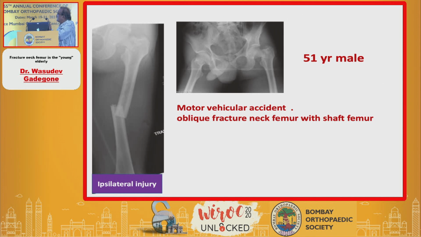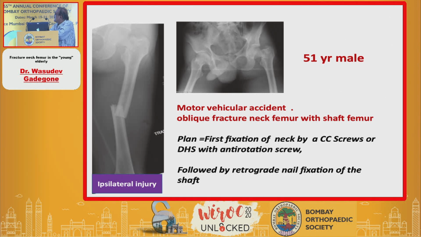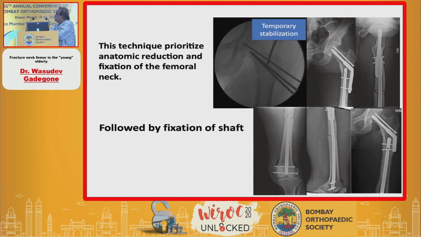So, this is another example, a 51-year-old with a displaced femoral neck as well as shaft fracture. First fixation of the neck by CC screw or DHS with derotation screw, followed by a retrograde nail for fixation of the shaft should be the aim.